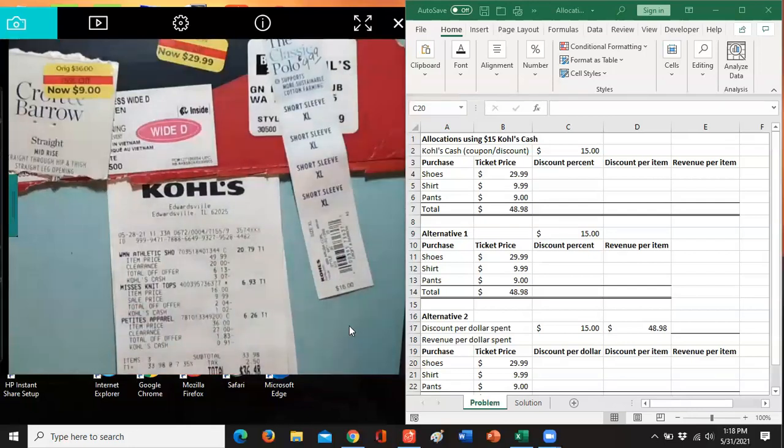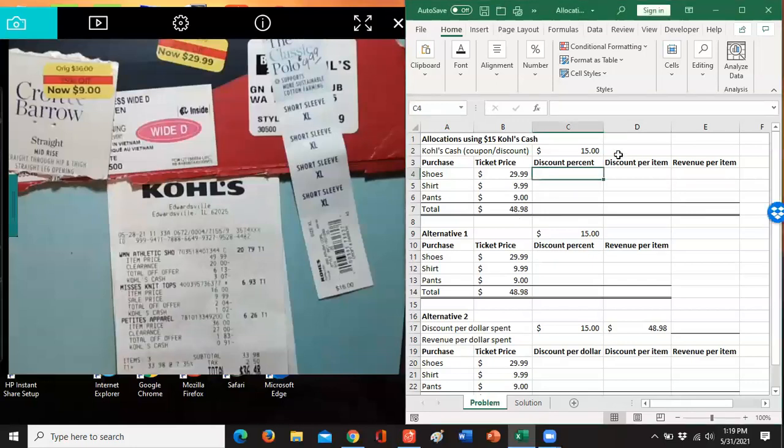I thought it was a good way to really explain what they're doing and how you might use it, even if you're not in accounting. You're just going to Kohl's and wondering what they're doing when they print out their receipts. So over here, I've got my shoes for $29.99. The shirt was $9.99 and my pants were $9. If I paid the stated price, the ticket price, I should have paid $48.98.